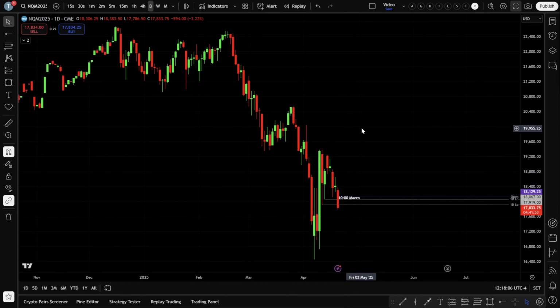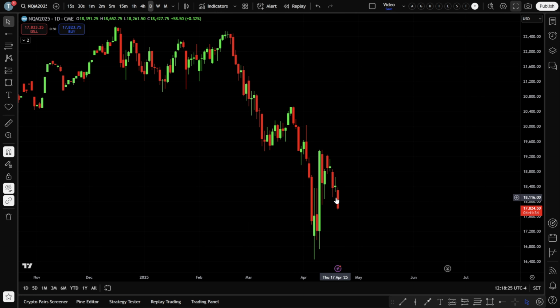Good morning, everyone. Today we're going to be reviewing the morning session of the NASDAQ futures contract. We are also going to be looking at a trade that I took this morning afterwards as well. So here we have the daily chart of NQ. This is today's price action so far.